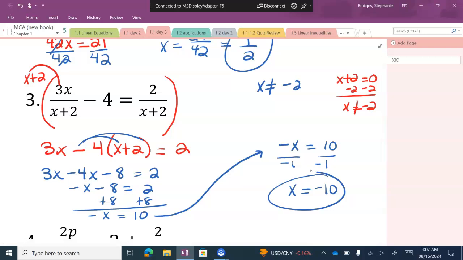Which part am I looking at? The 3x minus 4x? I did. I got that negative x that's right below it. Sorry, I just didn't say that.